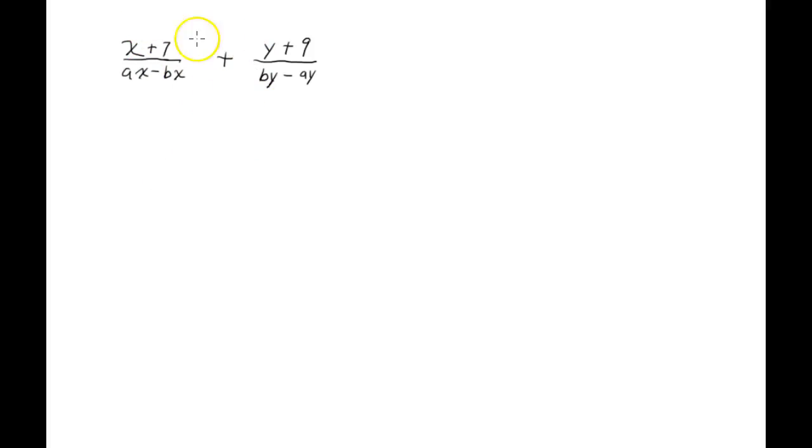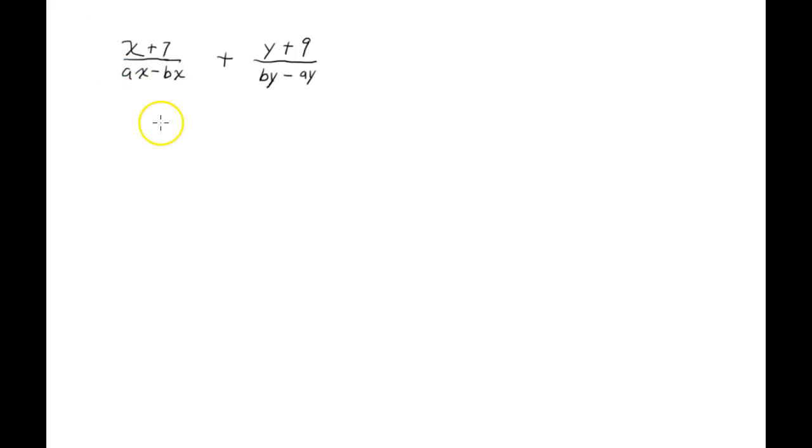In this video, we'll add these two rational expressions, and rational expressions are just big fractions. So just like fractions, we need to have a least common denominator to add these. And the easiest way to find the least common denominator, the LCD, with rational expressions is to factor the denominators. And then you can see which factors are in common and which factors each denominator needs, and so on.